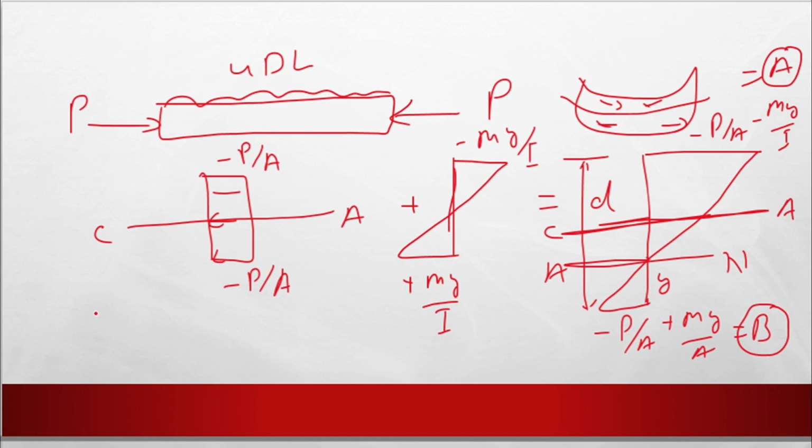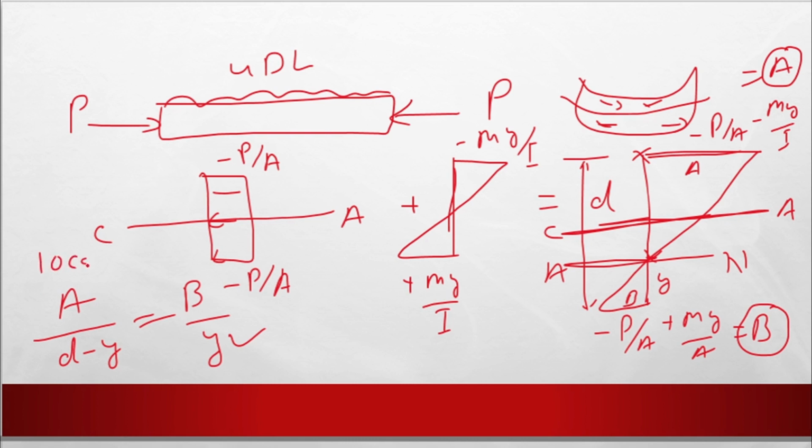By using similarity of triangles, this distance is a and this distance is b. So a by d minus y, since from the total d you subtract y, you get this distance, d minus y, and b by y. So now you have one equation and only one unknown, that is y. From this you can find the location of the neutral axis. This is the location of the neutral axis.